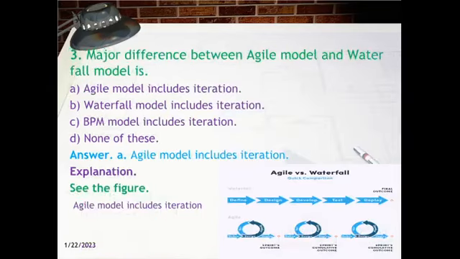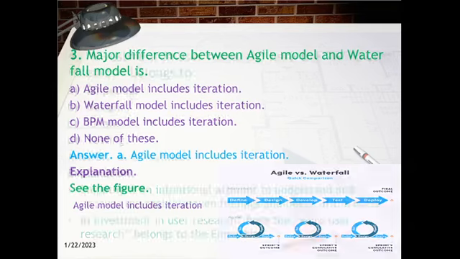3. Major difference between Agile model and Waterfall model is: A. Agile model includes iteration, B. Waterfall model includes iteration, C. BPM model includes iteration, D. None of these. Answer: A. Agile model includes iteration. Explanation: see the figure. Agile model includes iteration.